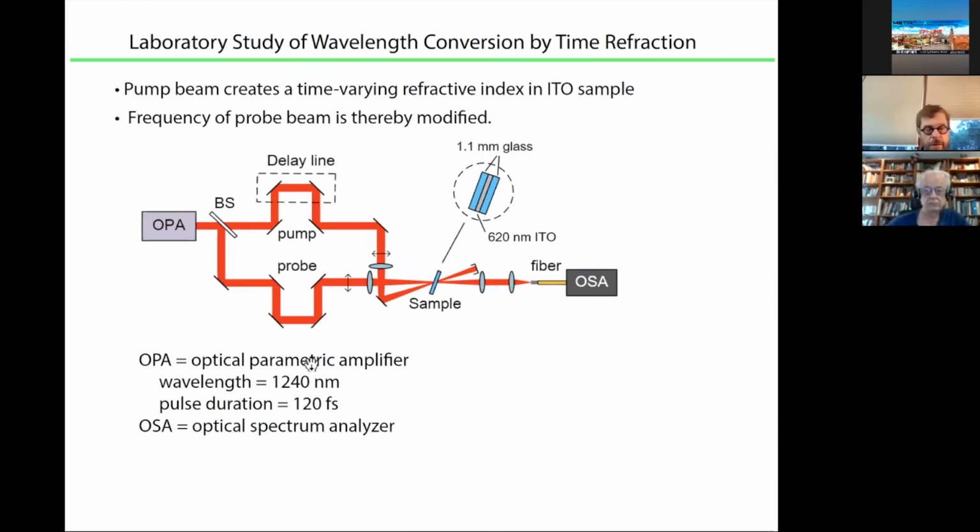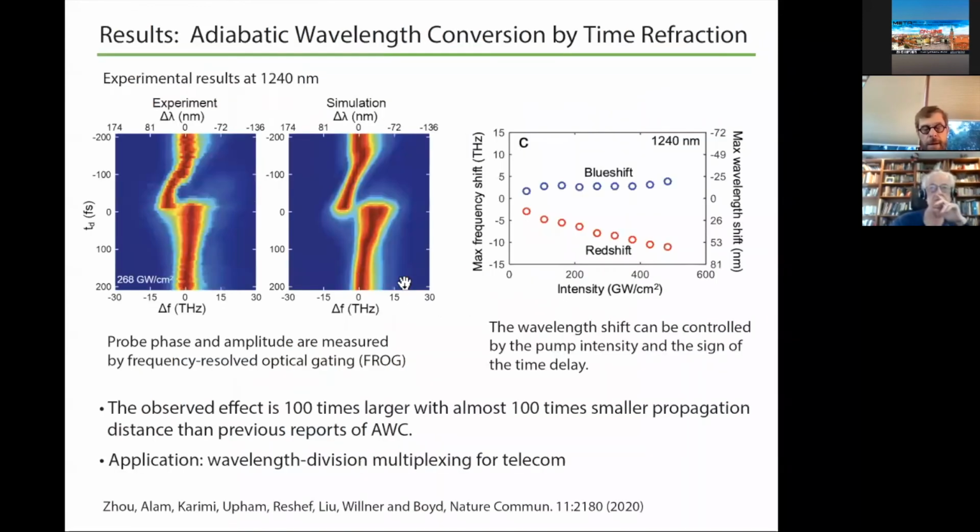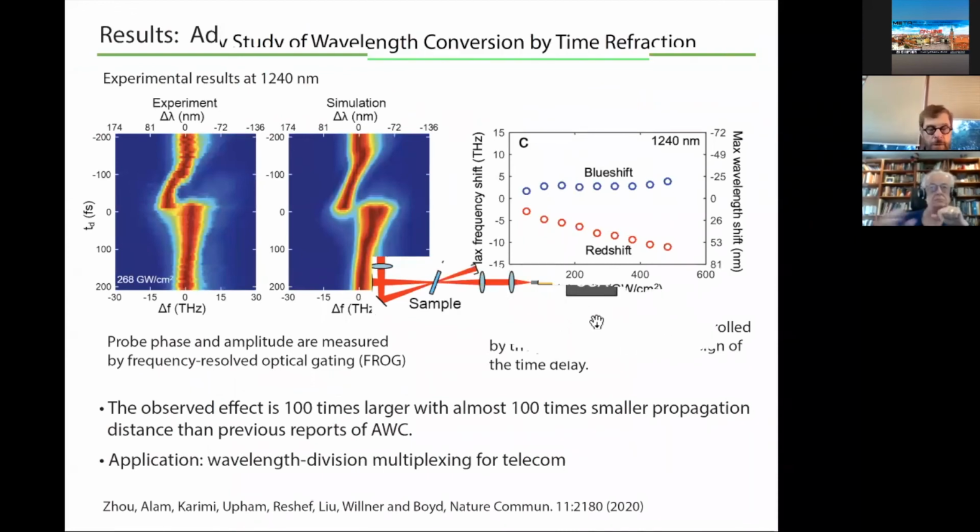This is also known as adiabatic wavelength conversion. The output of a parametric amplifier is broken into a pump beam and a probe beam. A delay line can change the relative time that the pump beam arrives at the sample. Sample is here, and we just measure the transmitted light with an optical spectrum analyzer.